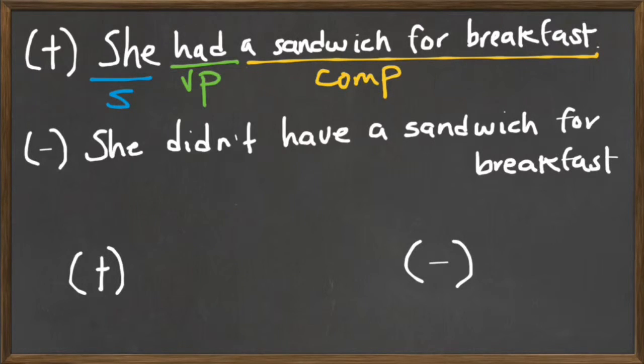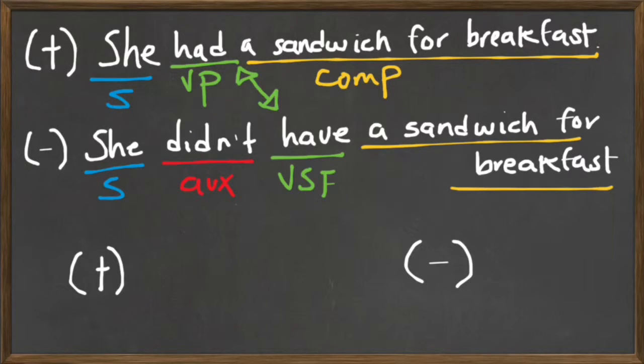Okay, now if we compare in negative, we do not have a verb in past. We have the subject, we have the auxiliary didn't for all the persons, I, he, she, we, you, and they, and then we have the verb in simple form. You see the difference? Verb in simple form, verb in past. And finally we have the rest of the sentence, that is the complement.